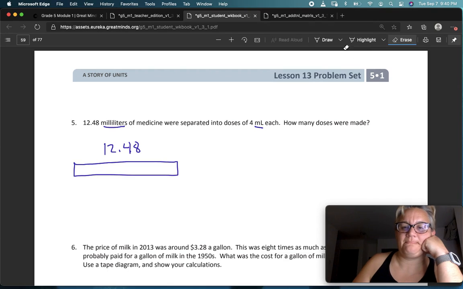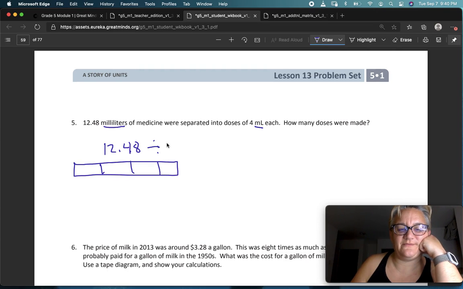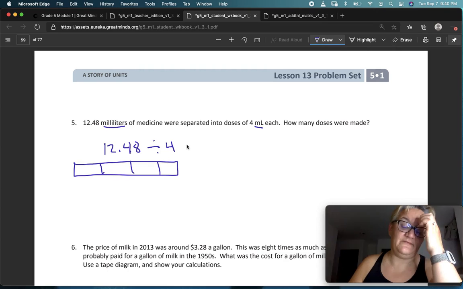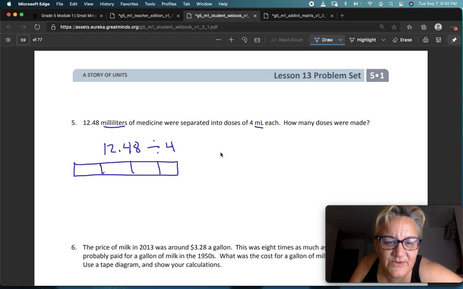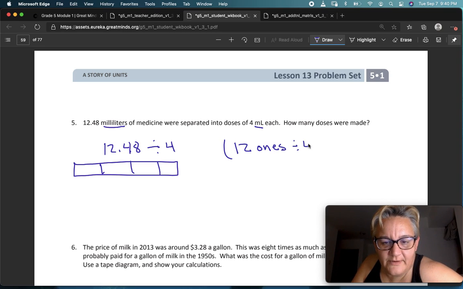How many is in each of those, right? So let's do that. 12 and 48 hundredths divided by 4. So let's go ahead and write it out. 12 ones divided by 4 plus, I like that 12 because I know that's a multiple of 4.